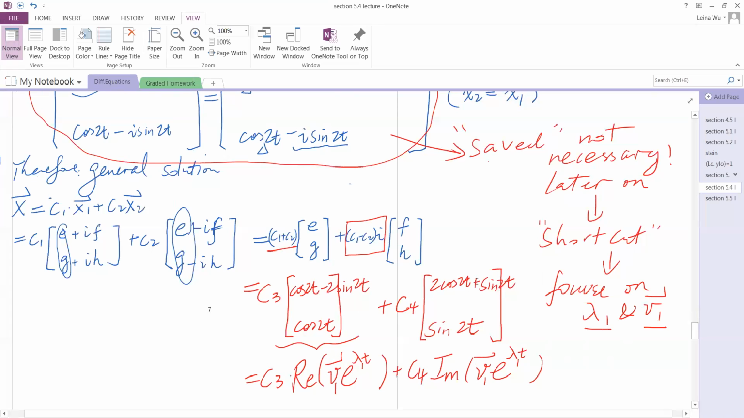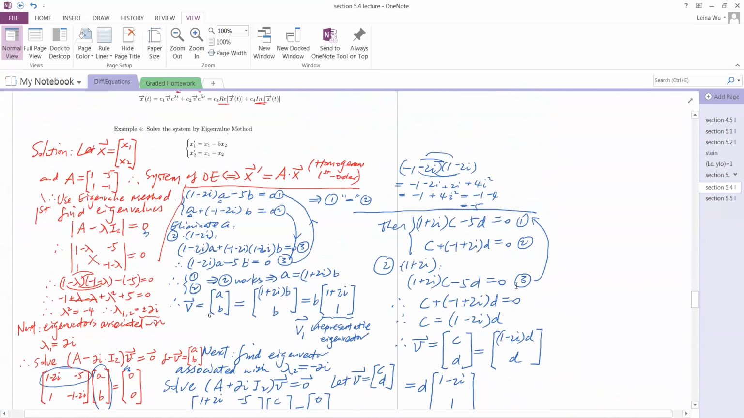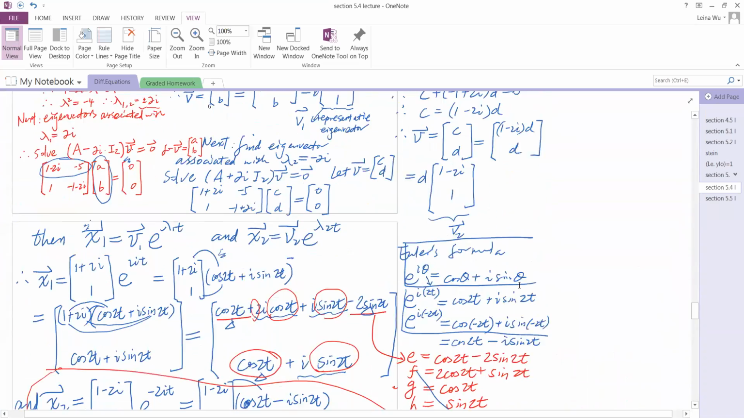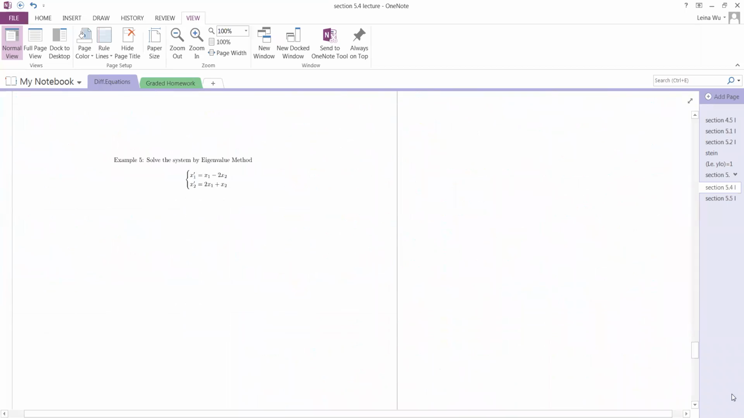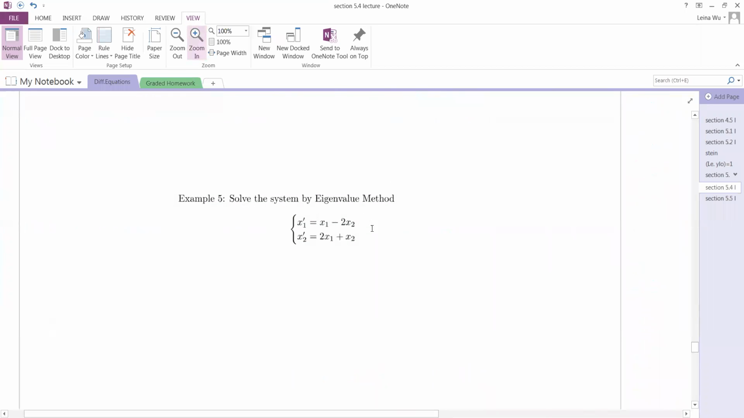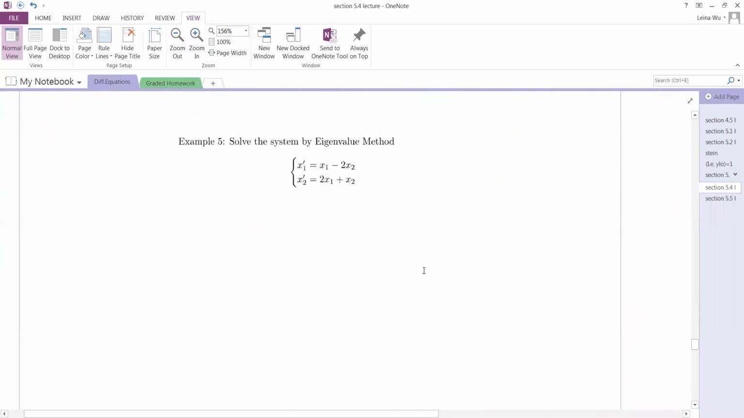Does this sound too abstract still? It makes more sense now. It's going to save time. Okay. How about we just use the shortcut method and do this example 5, and then we're done today. So example 5, we're just going to do this with the shortcut method if it applies.